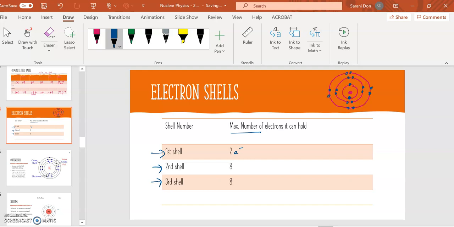At this level, you guys need to know just the first 3 shells. There are more shells and it goes more in depth, but you don't need to know that for now. Just know that the first shell can hold up to 2, the second can hold up to 8, and the third can also hold up to 8.